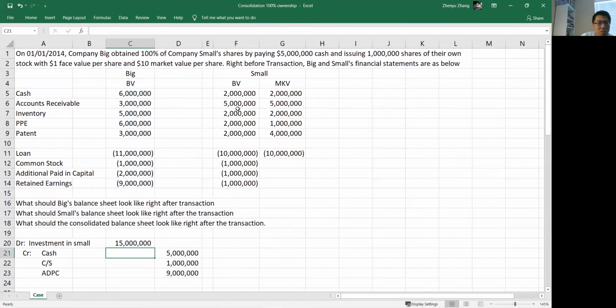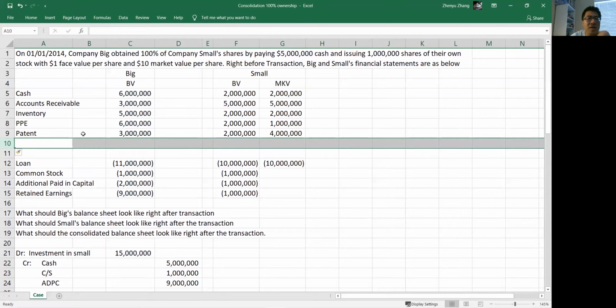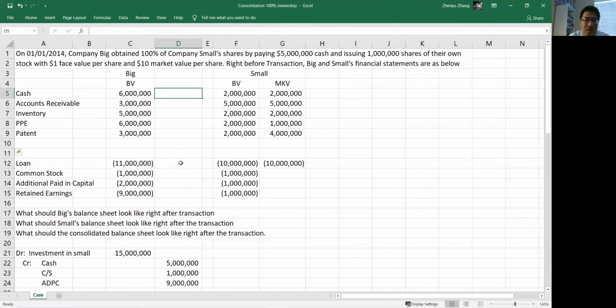So the first question is, what should Big's balance sheet look like right after this transaction? So this is what Big did, and I'll add one more column here, and what we know is cash will be lower. Cash will be lower by, I'll add a post, okay? Cash will be lower by 5 million because they paid.